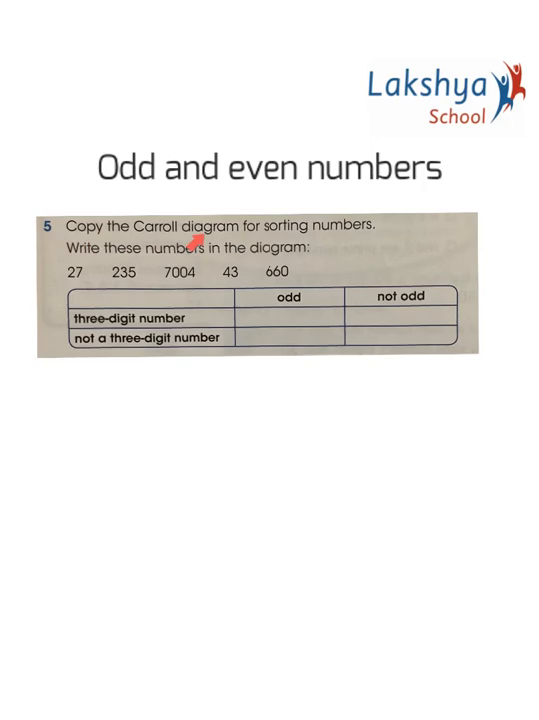Question 5. Copy the Carroll diagram for sorting numbers. Write these numbers in the diagram. Look over here. Here we have odd, not odd, 3-digit number, not a 3-digit number. Let's take the number 27. We see that this is an odd number, so it will be here or here. But the rule over here says that it is a 3-digit number. We find that 27 is not a 3-digit number. So the number 27 has to be written over here. Similarly, work for the other numbers and finish the Carroll diagram.